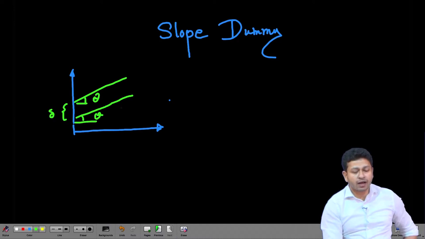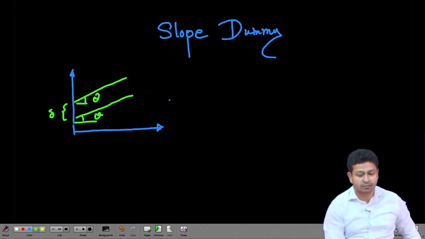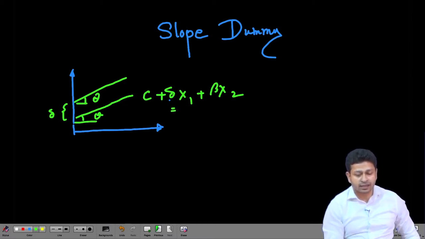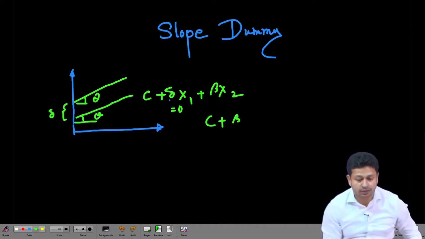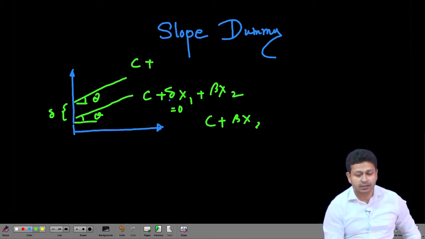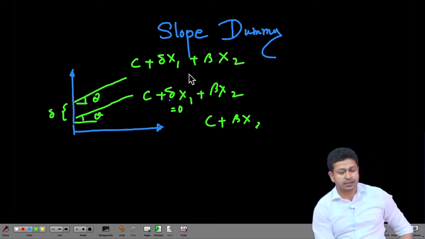Now let's say this equation is equal to some constant term plus some delta into x1, and some beta x2. So this is the equation of this line, and since it is the reference category, delta is equal to 0. So I'll get c plus beta x2 for this equation, whereas for the other line, because of the delta value, we will have c plus delta x1 plus beta x2. Now that is the usual case, so there is no change in the slope.